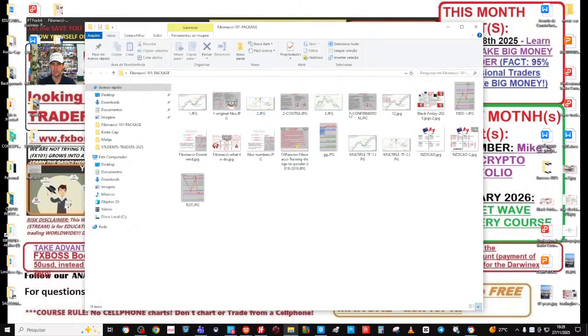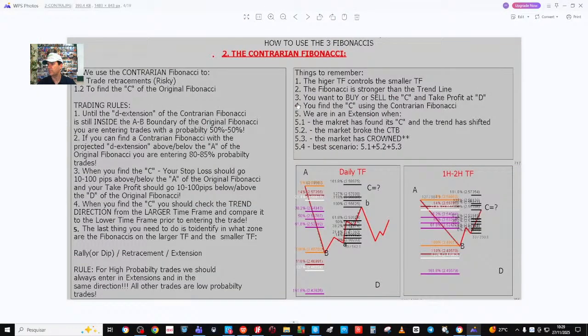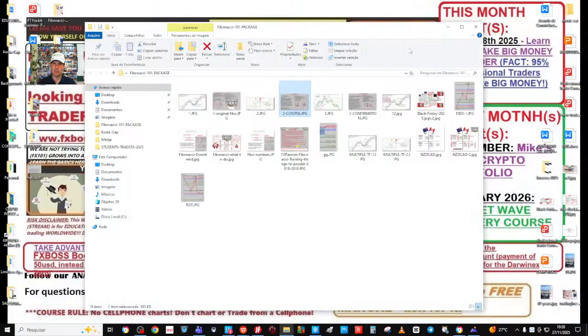So we are contrarian, right? How finding the contrarian Fibonacci in a downtrend. Alright, everybody, let's get to work, right? We're almost finishing Forex course 101.